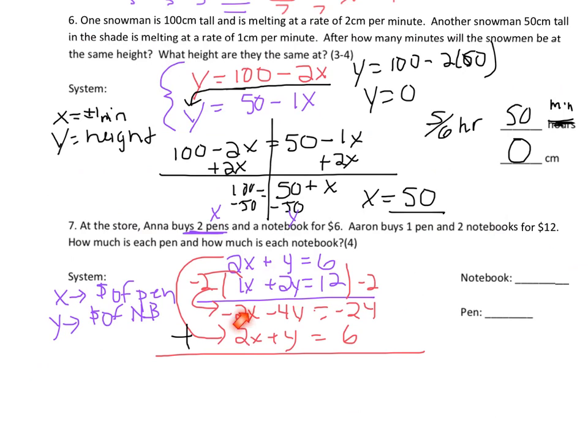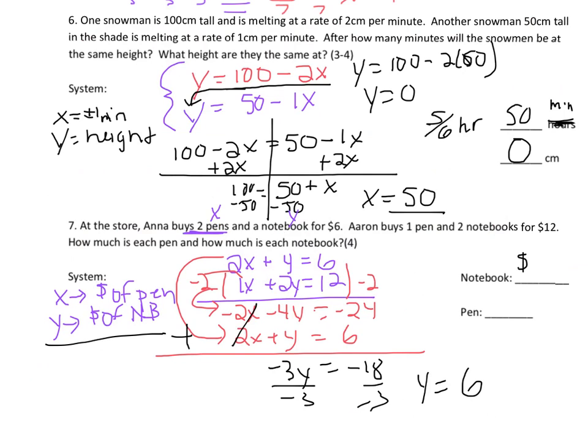So what I see in my columns of x's, these are opposites. So negative 2x plus 2x, so this column right here cancels out. And then negative 4y plus y is negative 3y, and negative 24 plus 6 is a negative 18. So when I solve, I see that the y is 6. So I come over here, y is the cost of the notebooks, so each notebook is $6.